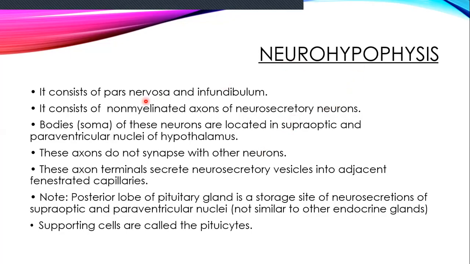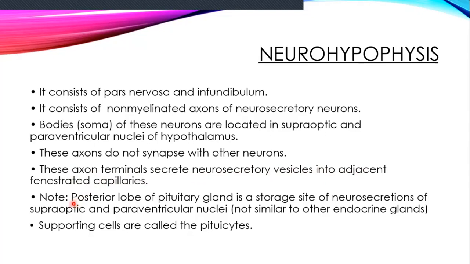Let's do neurohypophysis. It consists of pars nervosa, the infundibulum and also the median eminence. It consists of non-myelinated axons of neurosecretory neurons. Now, the bodies or the soma of these neurons are usually located in the supraoptic and the paraventricular nuclei of the hypothalamus. So, the bodies of these neurons are located in those nuclei. The axons do not synapse with any other neurons. Okay. Now, those axons, I will show you a diagram. Those axon terminals secrete neurosecretory vesicles into adjacent fenestrated capillaries.